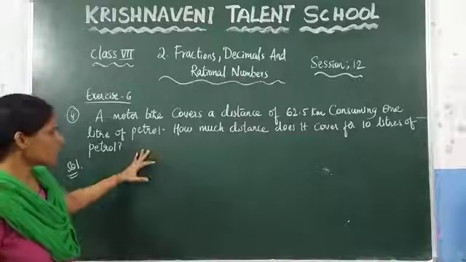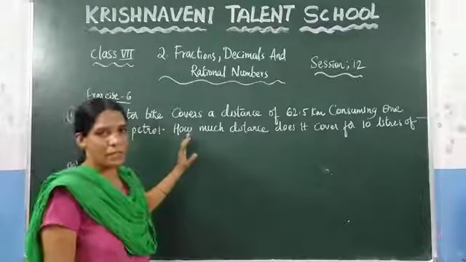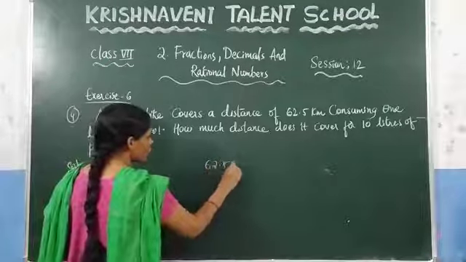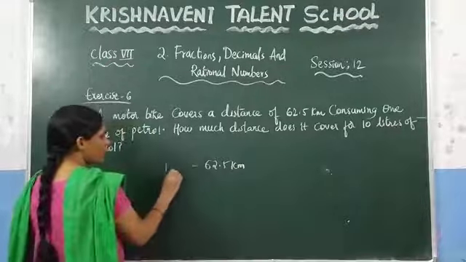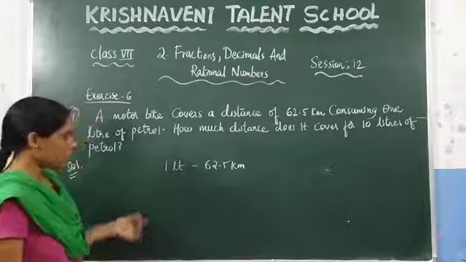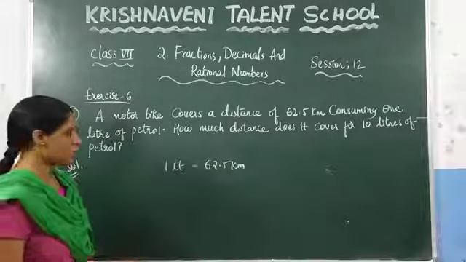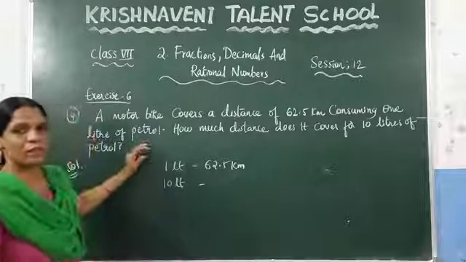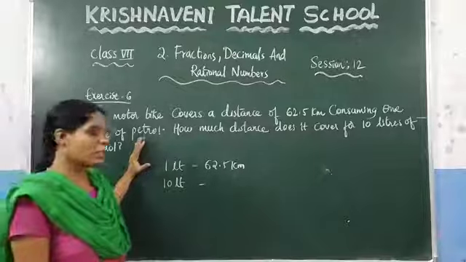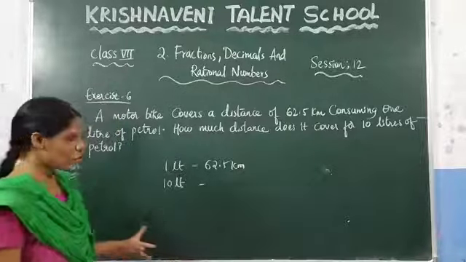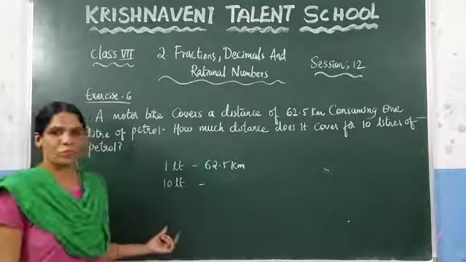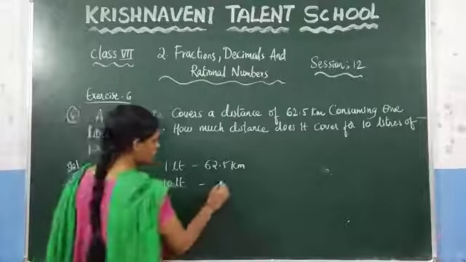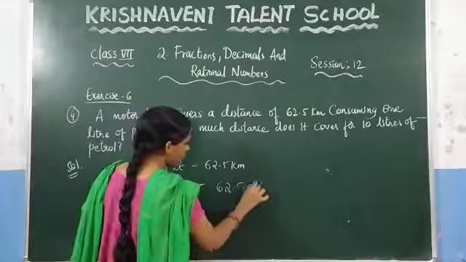Here, what's it saying? The motorbike traveled a distance of 62.5 kilometers by using 1 liter of petrol. Now here you need to find the total distance. If you take 10 liters of petrol, how much distance the motorbike will travel, you need to find it. You just need to multiply these two values, so that you will get how much distance the motorbike will travel with 10 liters of petrol. So here just multiply 62.5 into 10.